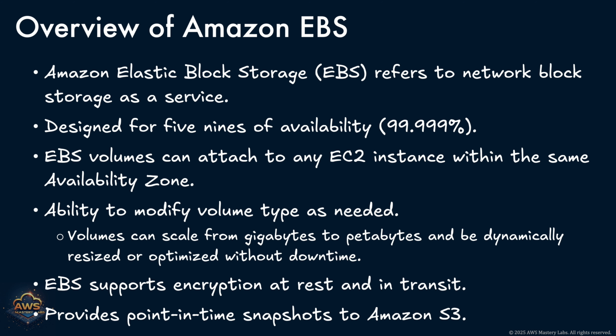log processing. EBS volumes are built for high availability, with data automatically replicated within the same availability zone to protect against hardware failures. You can create point-in-time snapshots of volumes for backup and disaster recovery, and these snapshots are stored in Amazon S3 for added durability and cross-region support. To enhance security, EBS supports encryption at rest and in transit, seamlessly integrating with AWS Key Management Service, KMS. With its performance, scalability, and enterprise-grade reliability, EBS is a critical component in building robust applications on AWS.